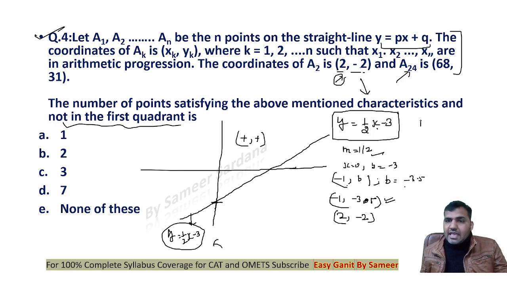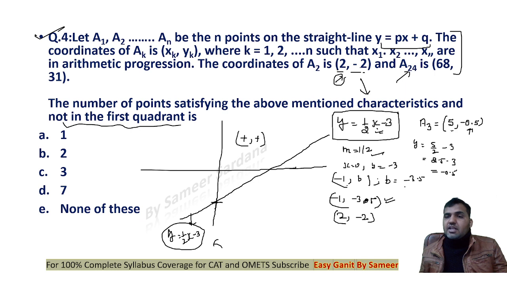Now if I look at the point A3, we need to find out the coordinates of A3. As we know that abscissa is in arithmetic progression with a common difference of 3, abscissa would be 5 here, and the ordinate, if I put x as 5 here, the value of y will be 5 by 2 minus 3. That is 2.5 minus 3, which is -0.5. So the complete coordinates will be 5 and -0.5. You see that for this point, again x is positive, y is negative. This point will also not lie in the first quadrant.